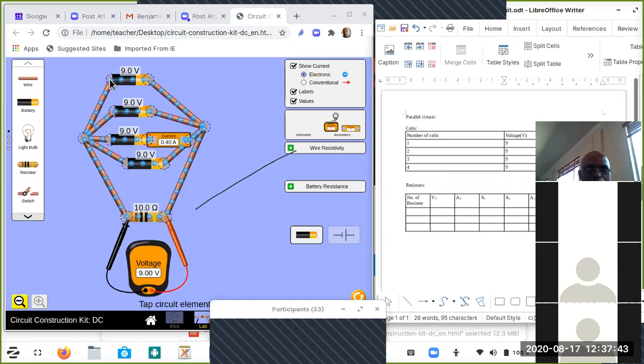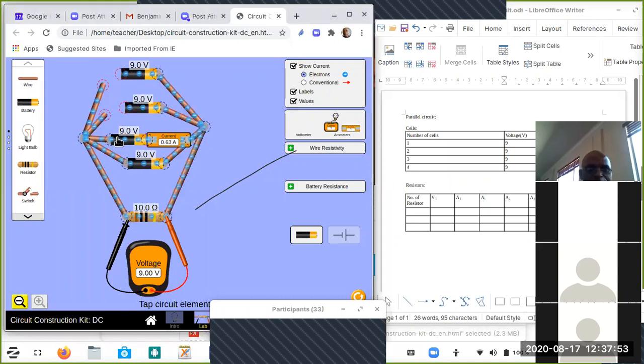I just want you to check something here, right? I'm going to connect an ammeter. Now, when we have one cell, right? There we have one cell. How much current is flowing through the circuit?